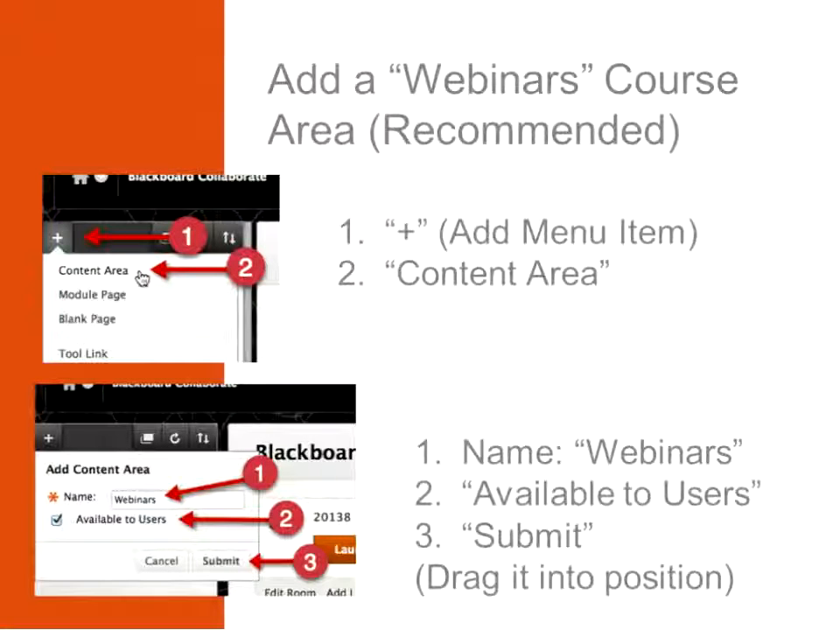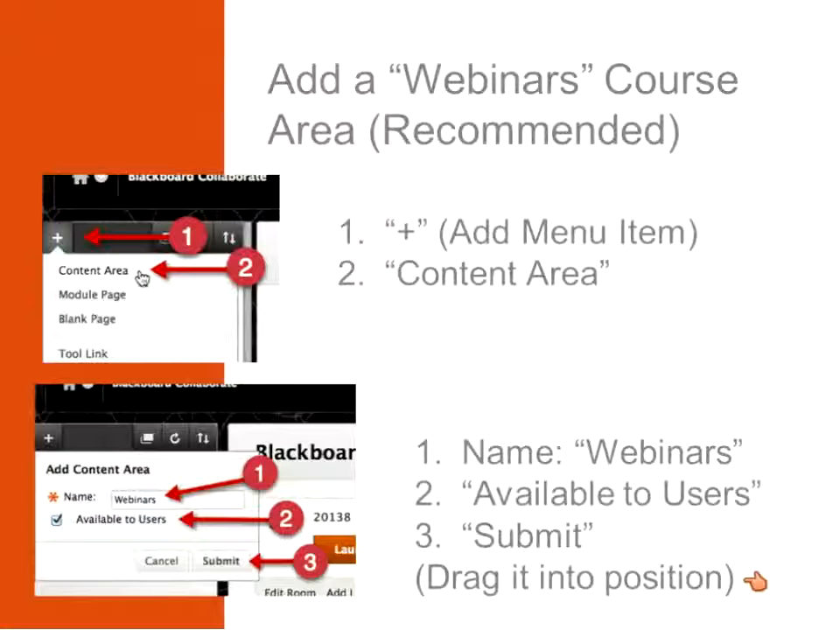First thing I'm going to do is add a webinars course area. You probably know how to do this. It's like any other course area. There's a plus add menu item up at the top of the menu. We're going to add a content area because we're just going to put the link into that content area. I'm going to rename it to webinars. I'm going to make it available to students. I'm going to submit to make sure that it happens. And then I'm going to drag it up and down to wherever I want it in the menu bar.